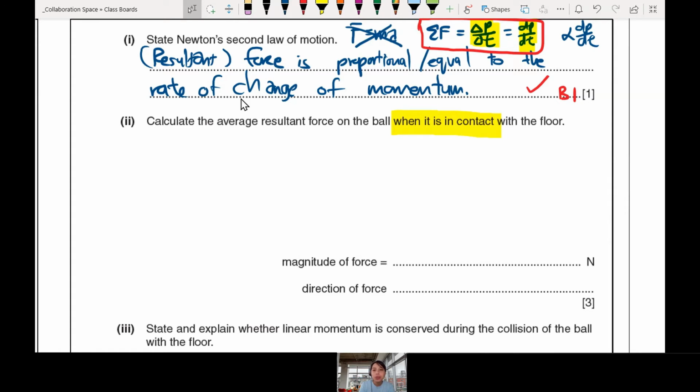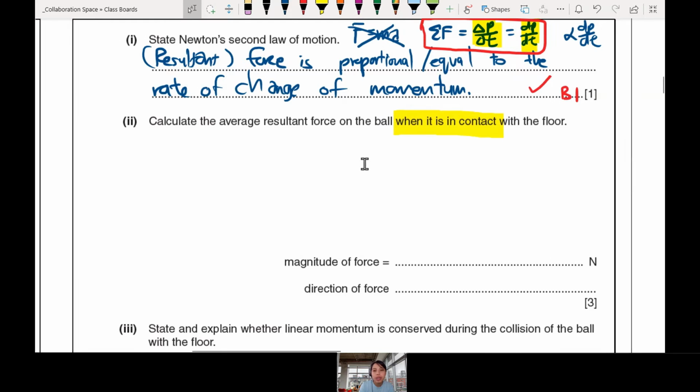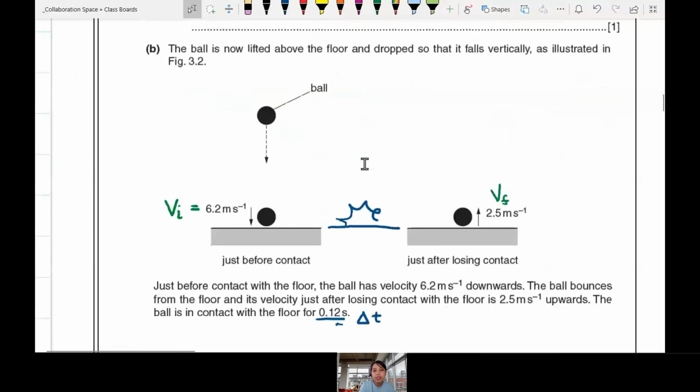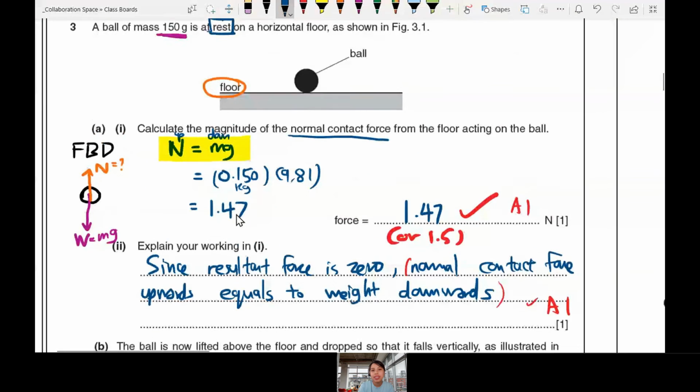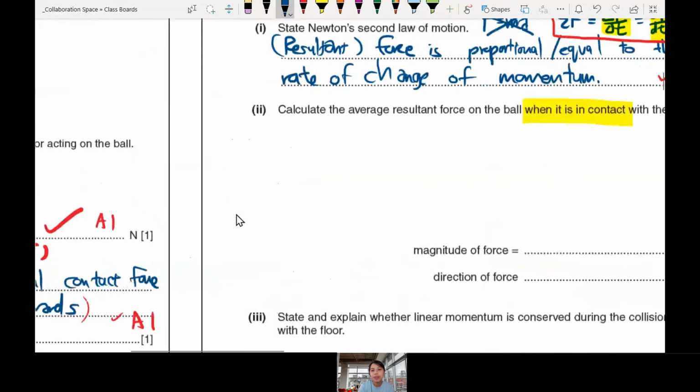Average force when it's in contact with the floor. Okay, how do we draw this? What is happening here? There is 0.12 seconds where the collision happens, when they are in contact, right? So when they are in contact, there's contact force. So it's kind of like this situation now. But let's draw it up.